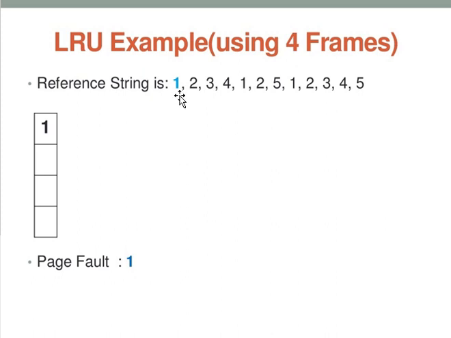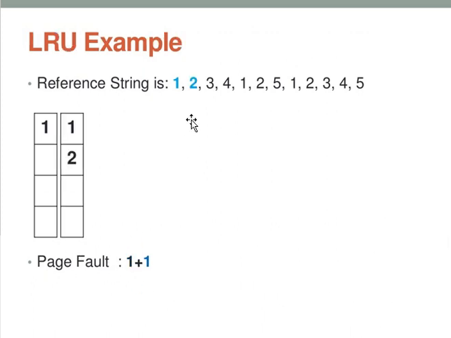Initially, page 1 is requested for the buffer. At that time, frame 1, frame 2, frame 3 and frame 4 are blank. So 1 is not there, then it is a page fault. The page fault count is increased by 1 and we put this 1 into frame number 1. Now page 2 is requested for the buffer. Here frame 2, frame 3 and frame 4 are blank and we cannot find 2 in these frames. So the page fault is increased by 1 and we put page 2 into frame 2.